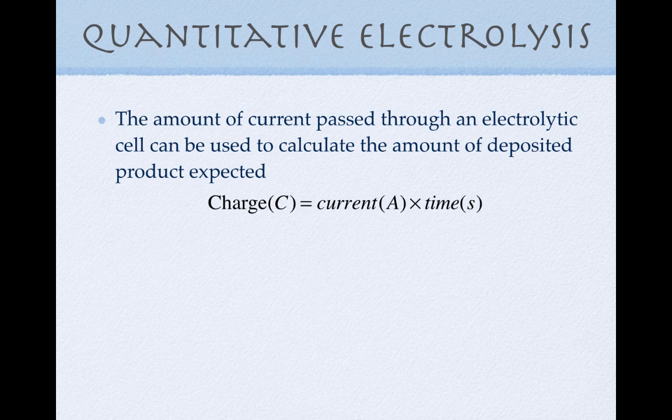So the amount of current passed through the electrolytic cell can be used to calculate how much product you expect. And so we need to look at the amount of charge, C, in coulombs, and we're going to use the current in amps times the time in seconds. And so a coulomb is really just an amp second.